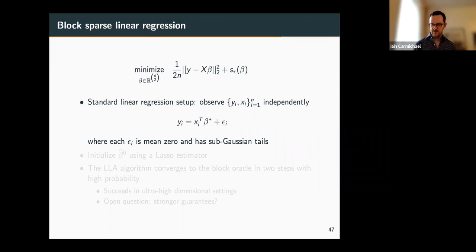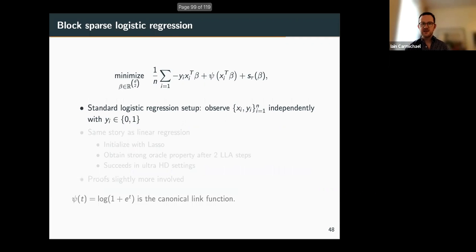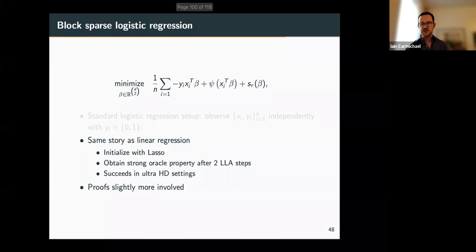I'll go through these next slides fairly quickly, but the basic story that I just told you is going to be true for linear regression. If we have the standard linear regression setup, and we initialize from an appropriately chosen Lasso estimator, then the LLA algorithm obeys the strong oracle property, even in ultra high dimensional settings. And again, the same story is true for logistic regression, although for logistic regression, the proofs are a little bit more involved.